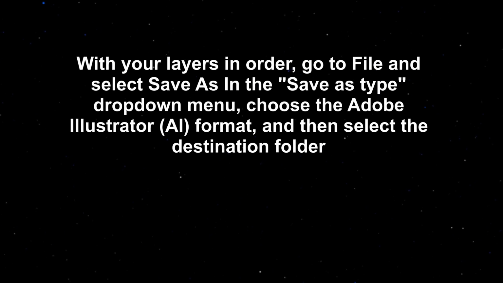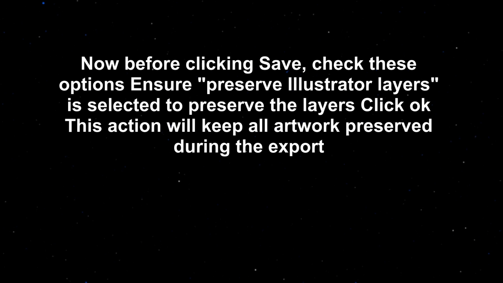With your layers in order, go to File and select Save As. In the Save as Type drop-down menu, choose the Adobe Illustrator AI format, and then select the destination folder. Now, before clicking Save, check these options. Ensure Preserve Illustrator Layers is selected. To preserve the layers, click OK. This action will keep all artwork preserved during the export.